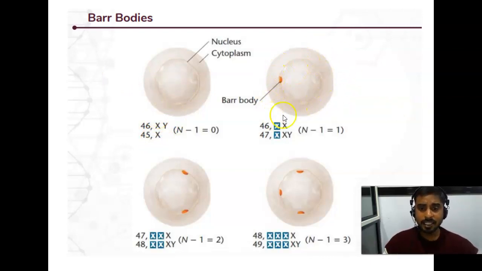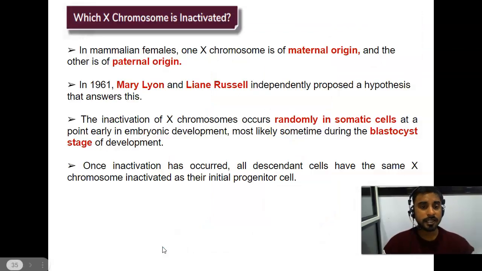Now in the second condition, if you have two X chromosomes, whether the normal condition or 47 XXY, you are going to have one Barr body. If you have four X chromosomes, you are going to have three Barr bodies, and if you have three X chromosomes, you are going to have two Barr bodies. This is how it falls out.